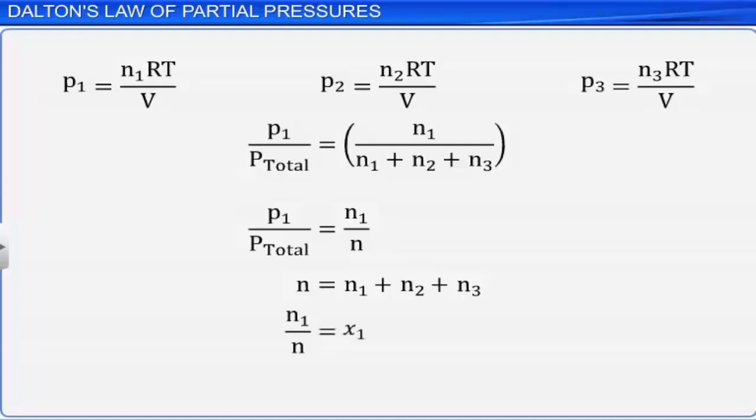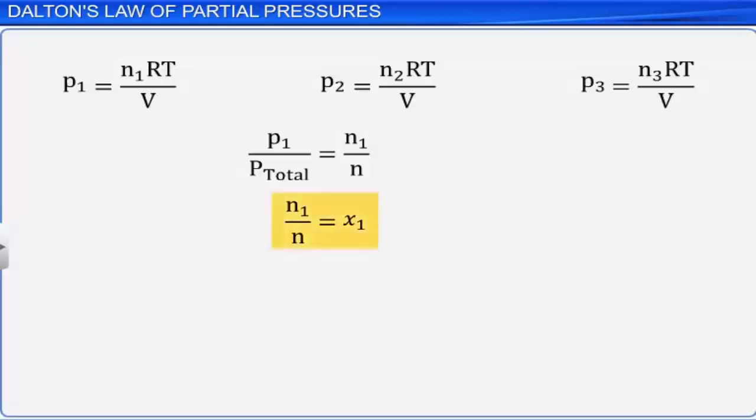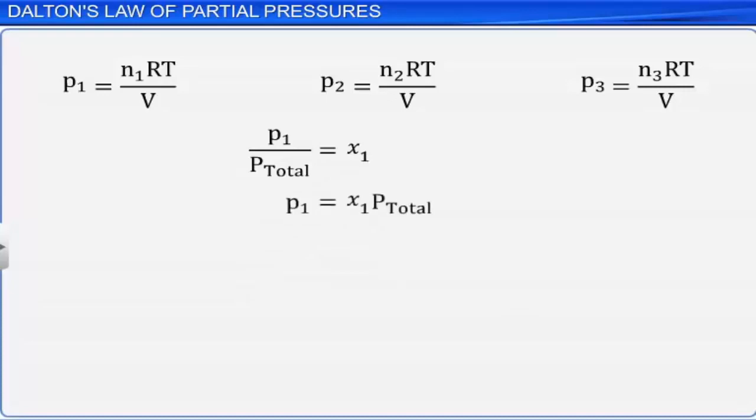For a mixture of gases, the mole fraction can be defined as the ratio of number of moles of an individual gas to the total number of moles of all the gases present in a mixture. On substituting the values, we get P1 divided by P total is equal to X1. This equation can be written as P1 is equal to X1 multiplied by P total. Similarly, for other two gases, we can express partial pressures as P2 equals X2 multiplied by P total and P3 equals X3 multiplied by P total.